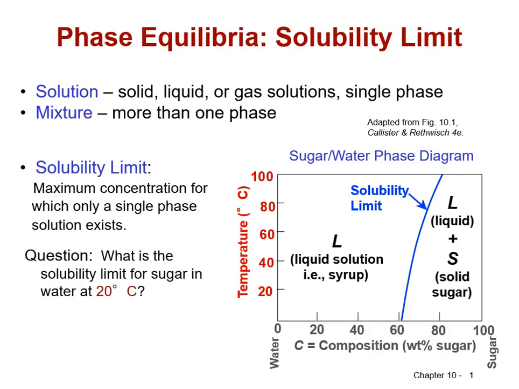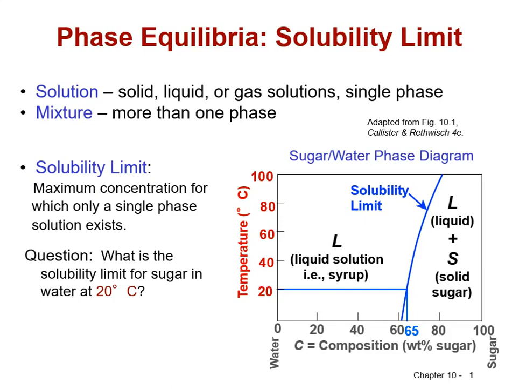So we could ask ourselves a question: what is the solubility limit for sugar in water at 20 degrees C? Well, to find that out, we could use this diagram by simply drawing a horizontal line, which we just did in the animation there, at 20 degrees C, and seeing for what composition on the x-axis it intersects the solubility line. And we look down, you can see the vertical line that was just drawn, it's 65%. So you can dissolve up to 65 weight percent of sugar in water at 20 degrees C.